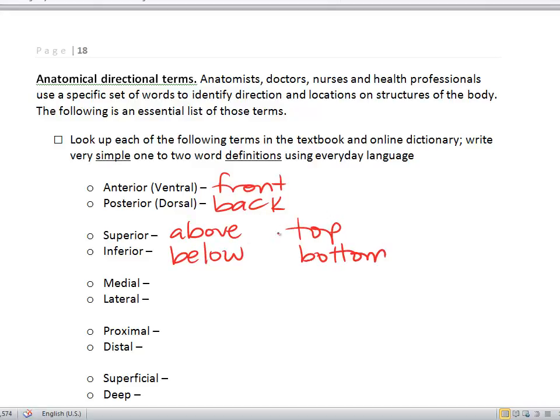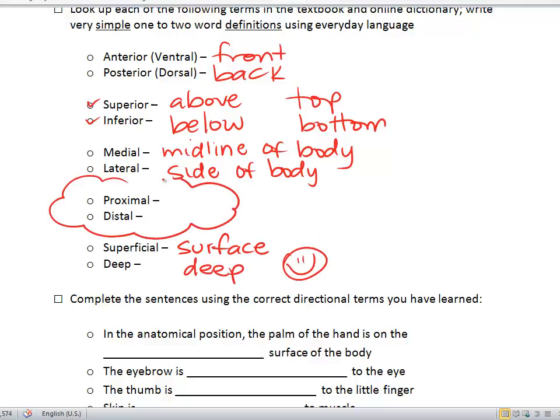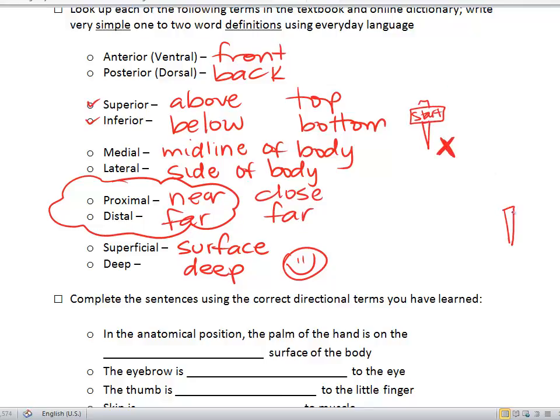Superior and inferior are pretty easy to remember. Just remember above and below. Superior means above, inferior means below. We said medial is moving towards the imaginary midline of the body, lateral is moving to the side. Superficial and deep, we kind of use those in everyday language. Proximal and distal, I like to remember near and far.